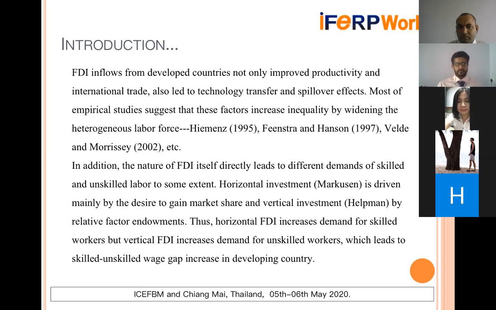In addition, the nature of FDI itself directly leads to different demands for skilled and unskilled labor to some extent. The horizontal investment is driven mainly by the desire to gain market share, and the vertical investment by relative factor endowments. So horizontal FDI increases demand for skilled workers, but vertical FDI increases the demand for unskilled workers, which leads to the skilled-unskilled wage gap increasing in developing countries.